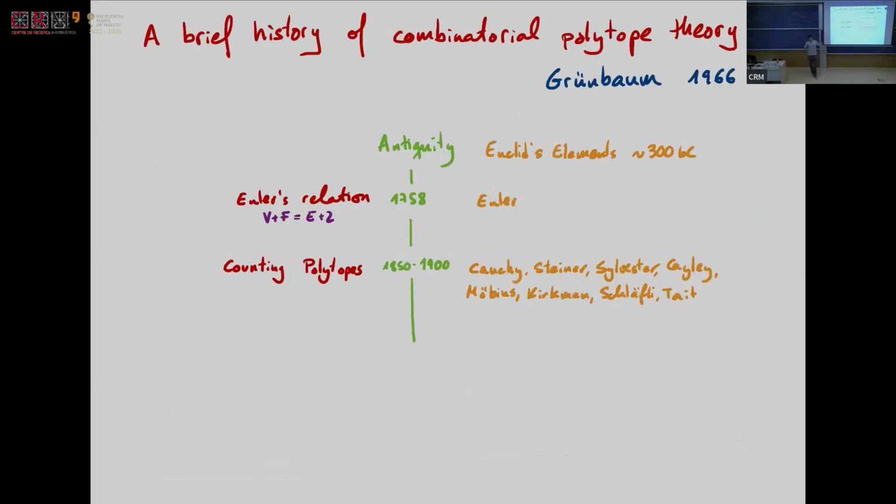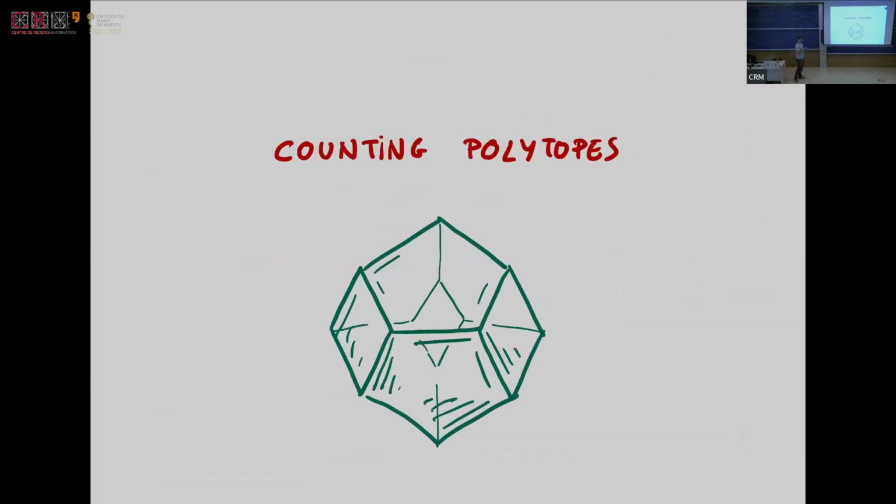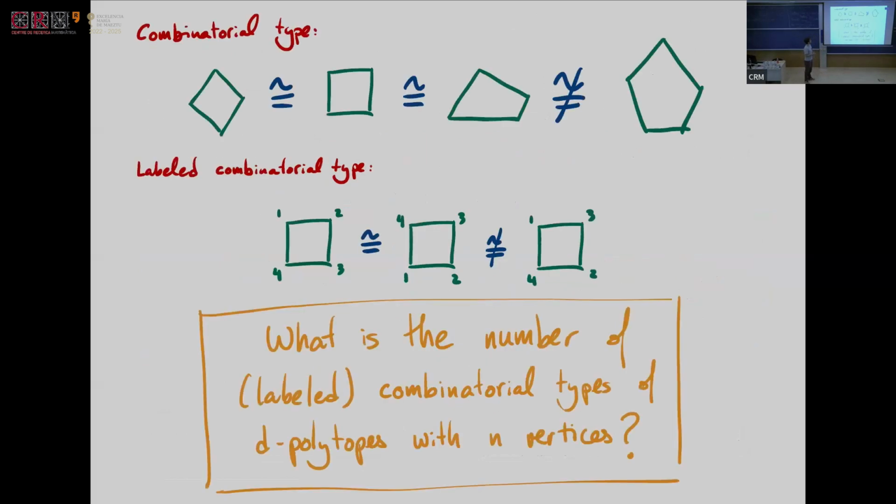So we continue with this history, and the people start working, and then they just hit this problem, which is counting polytopes, and they just give up. Okay, so let me do a parenthesis. I will continue with Grunbaum's book later, but let me do a parenthesis on counting polytopes, so that we are clear on what's the problem that we want to talk about.